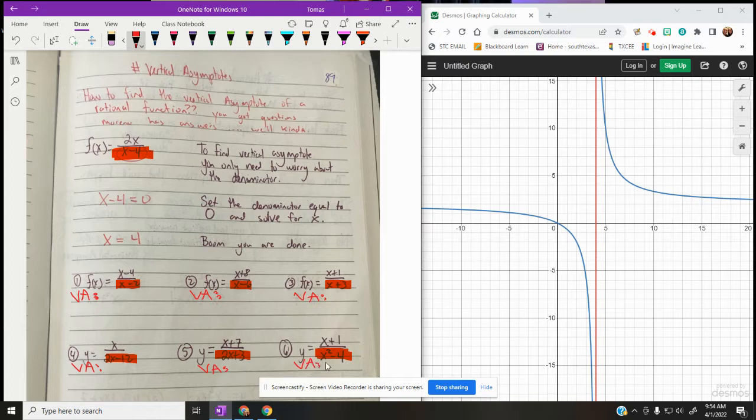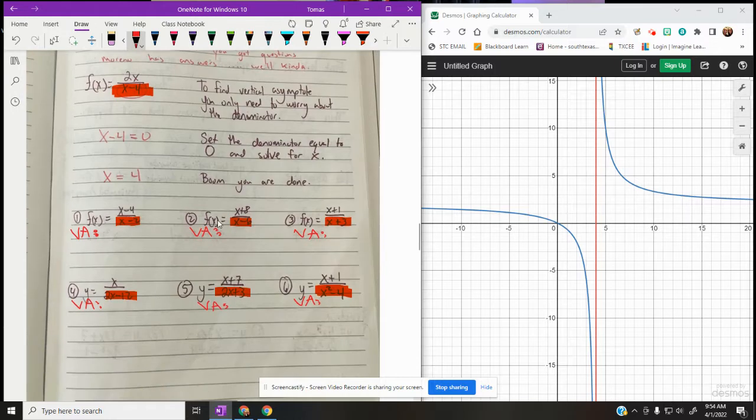Okay, so right now I'm just worried about my vertical asymptote. Now, how do I do this? Well, I take my denominator right here, x minus 2. I set it equal to 0. Okay, then I'm going to solve for x. So plus 2 plus 2, x equals 2. Okay, I got x equals 2. So my vertical asymptote is x equals 2.